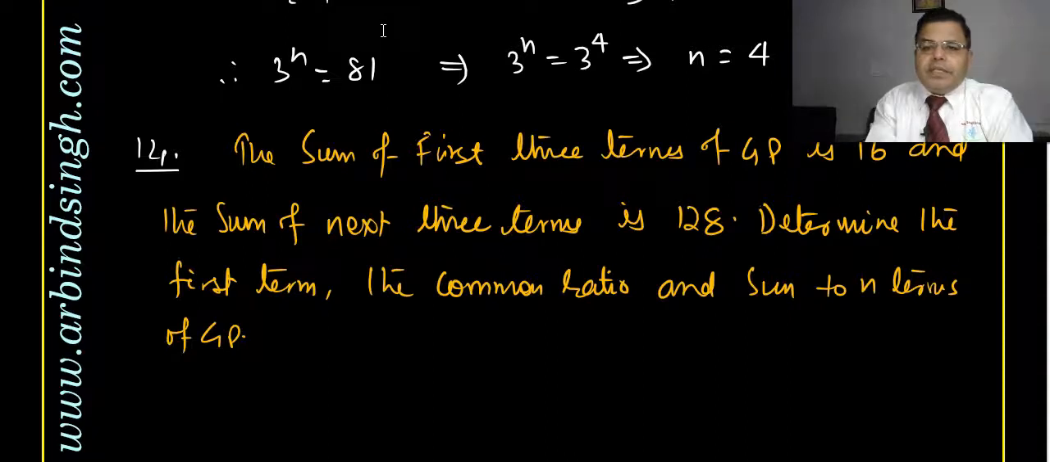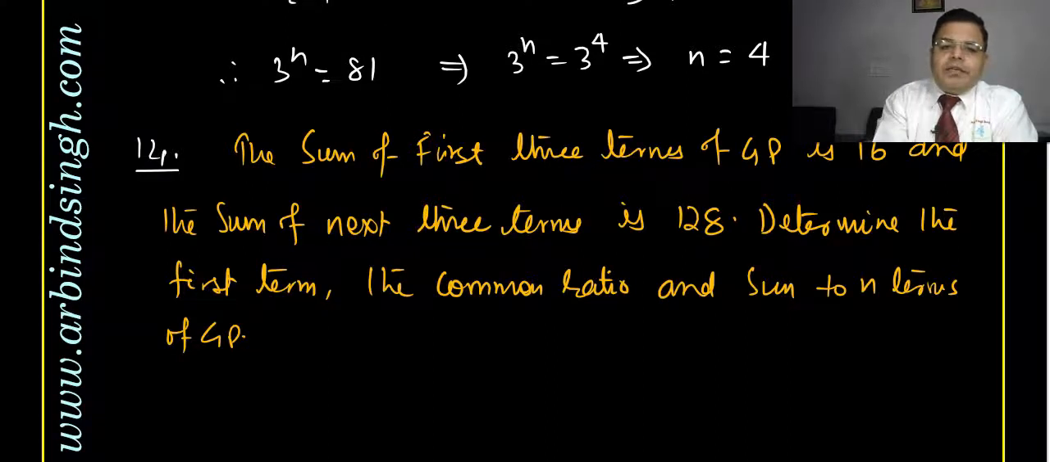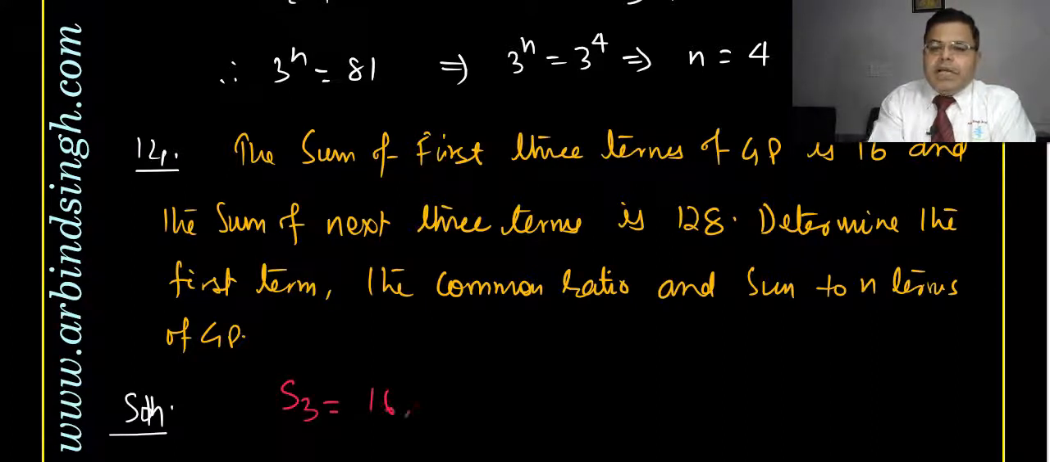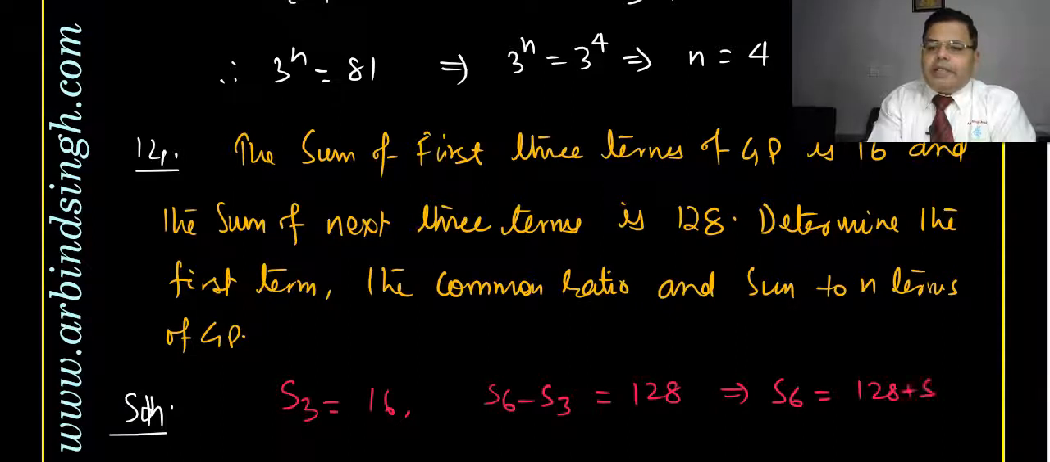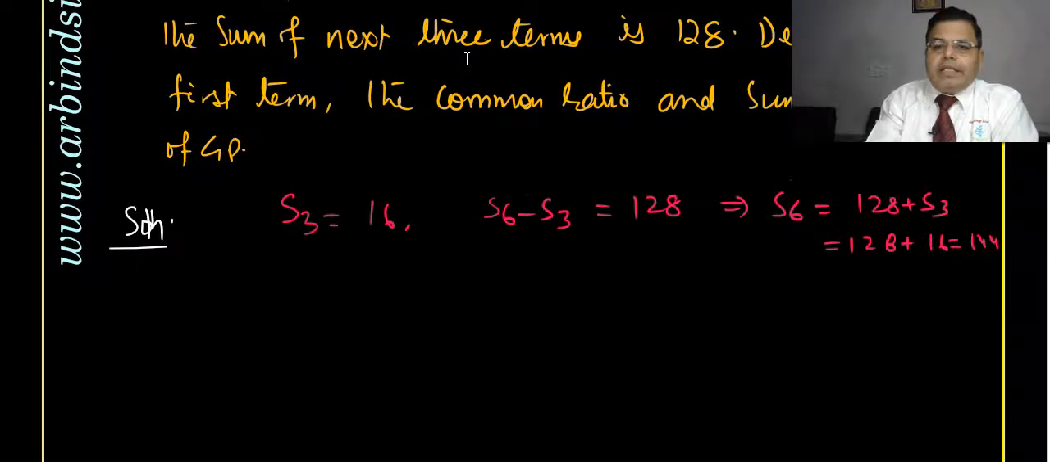The sum of the first three terms of the GP is 16, and the next three terms. So for the solution, we can write that S3, the sum of the first three terms, is 16, and the next three terms means S6 minus S3 is 128. This is what is given. Therefore S6 is equal to 128 plus S3, and S3 is 16, so 128 plus 16 is 144. S6 is 144. Got it?